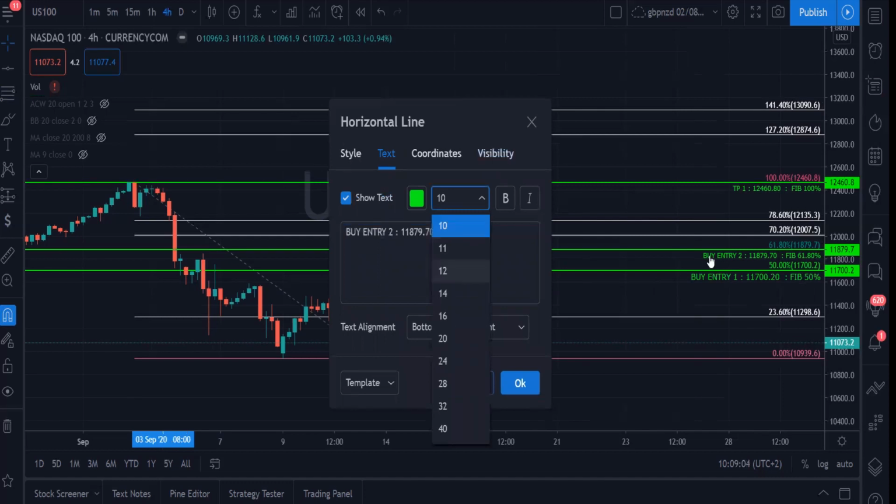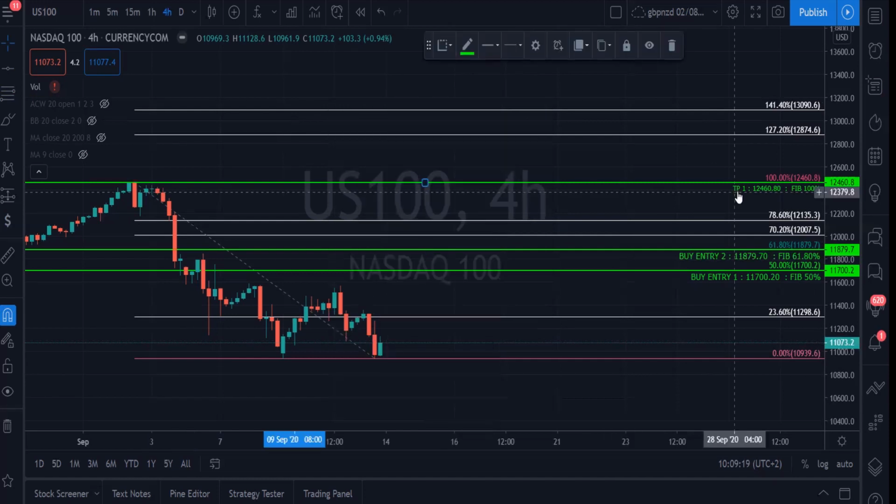And you watch this figure here, buy entry 2. It'll go a bit higher, okay? Bigger. Can you watch that? Yes, yes. All right, there it's gone bigger. I click OK. Then where I've got TP1, I click on that.